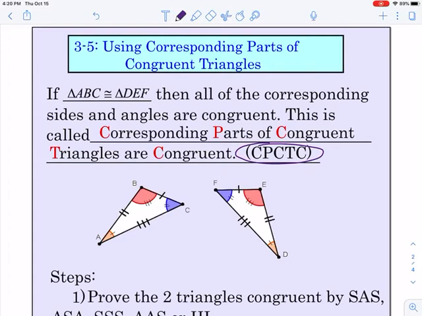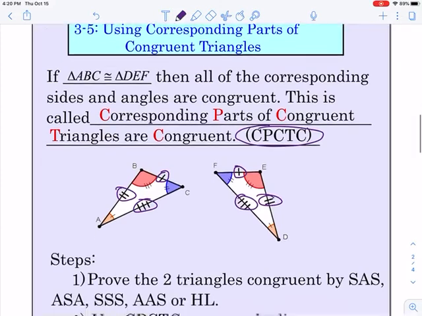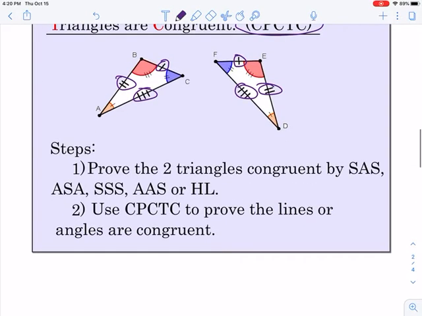And again, from the picture, you can see this side corresponds to this side. 2 hash marks corresponds to 2 hash marks. 3 hash marks corresponds to 3 hash marks. And the same thing with the angles. Okay, so here's what we're going to do again. We're going to prove first the 2 triangles congruent by one of our 5 methods. Then we're going to use this CPCTC to prove whatever it is that we're looking for, whether it's a pair of line segments or a pair of angles.